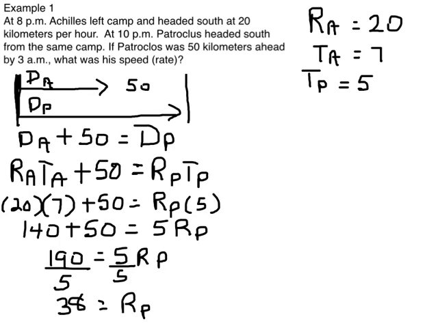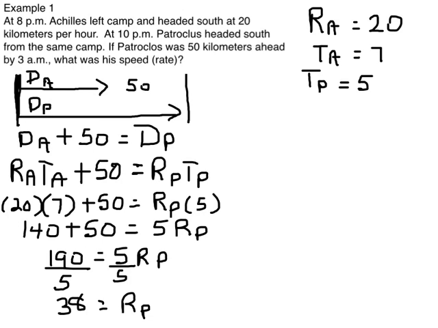Example 1 says at 8 p.m. Achilles left camp and headed south at 20 kilometers per hour. At 10 p.m., now this is 2 hours later, right? Patroclus headed south from the same camp. If Patroclus was 50 kilometers ahead by 3 a.m., what was his speed? And we know that speed means rate, so we're looking for the rate of Patroclus.